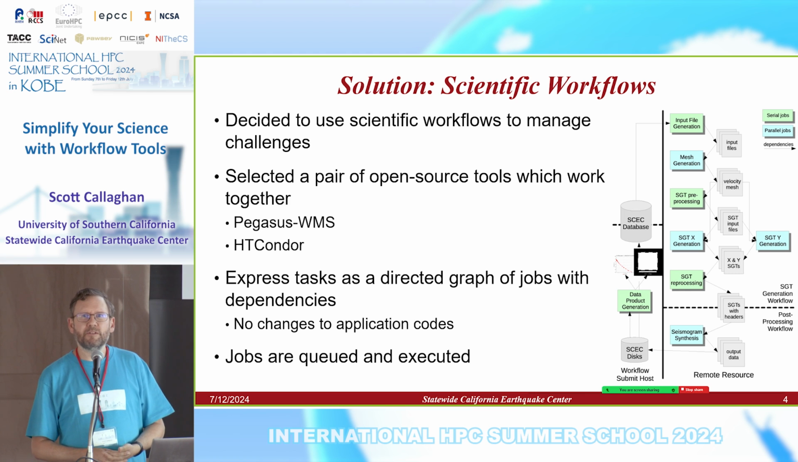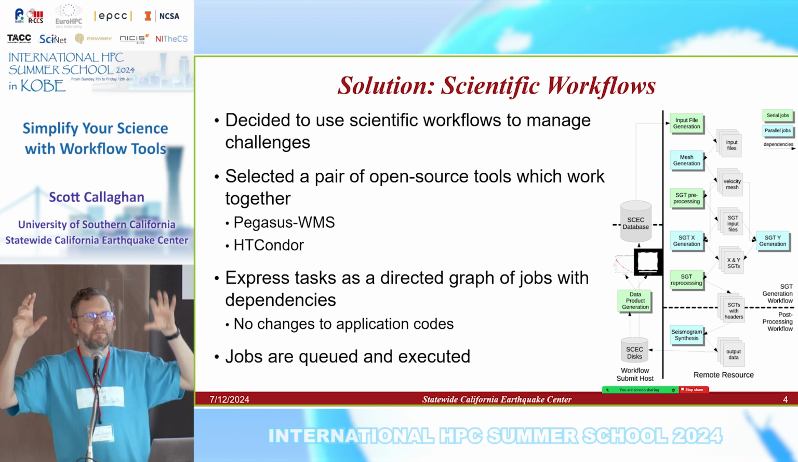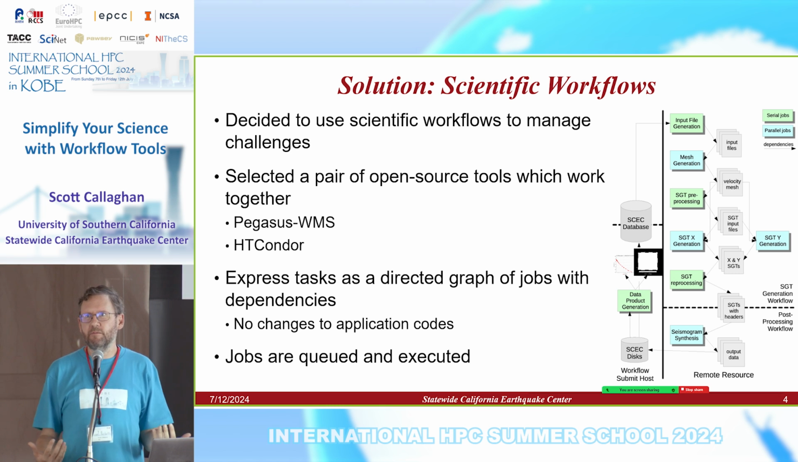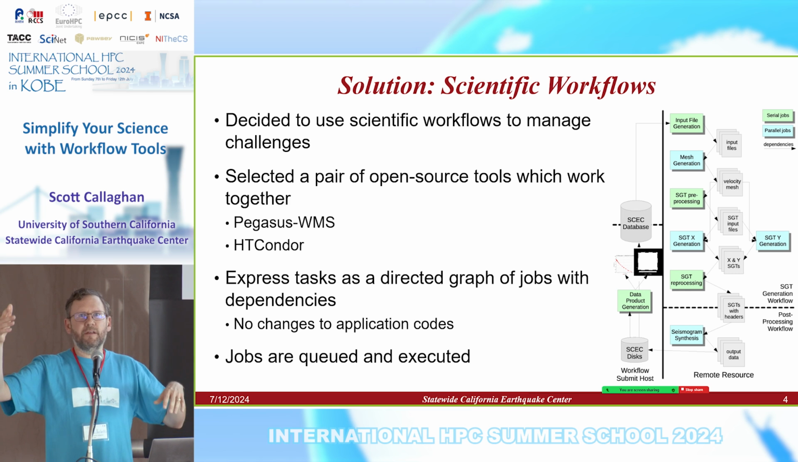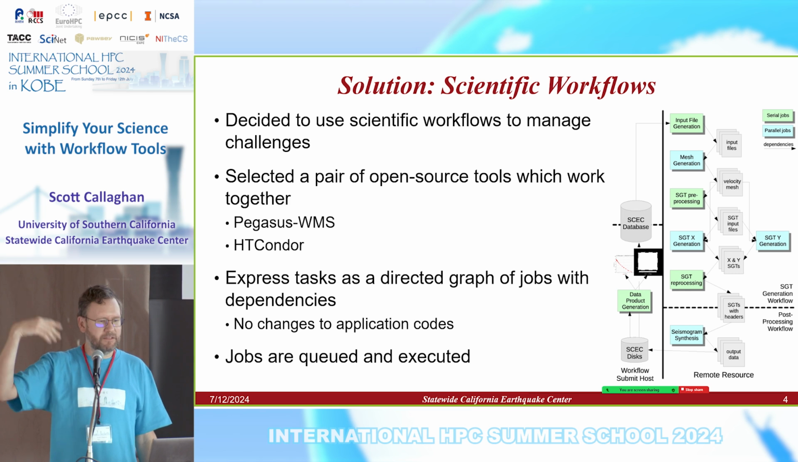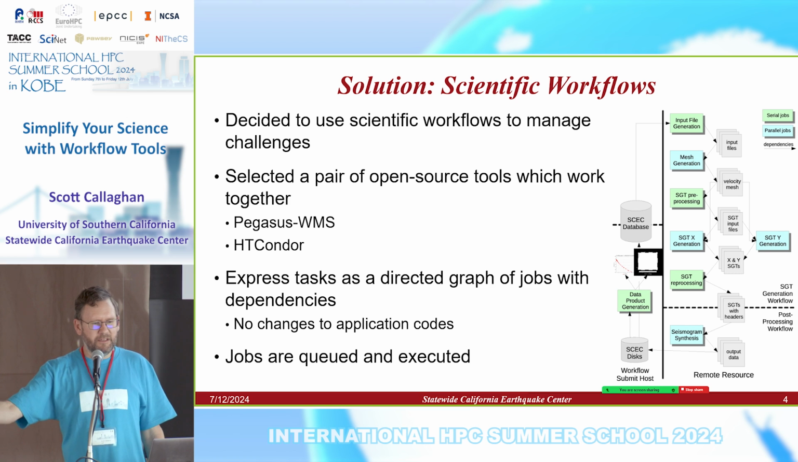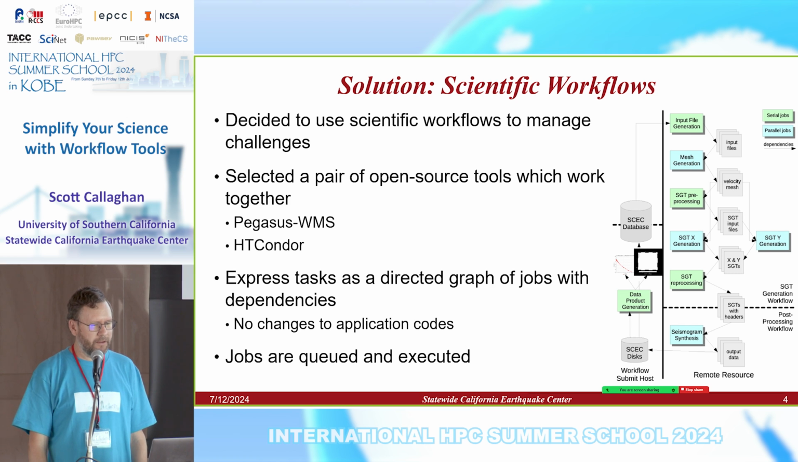So the way that we express our work then is as a directed graph, right? So this is like circles and boxes with arrows of tasks that we want to run and dependencies between them, right? One task has to run first, and then once it successfully completes, the next task can run. And there's kind of a basic schematic of our workflow over here on the right.